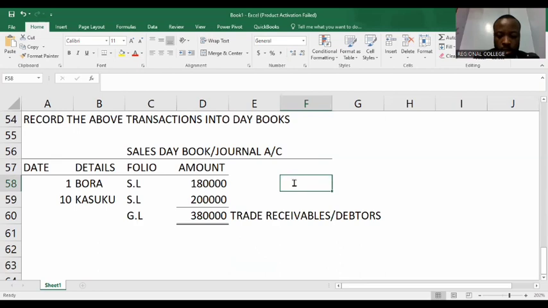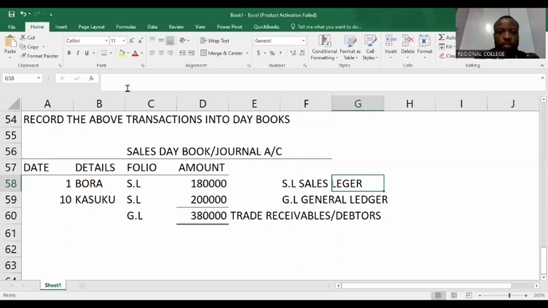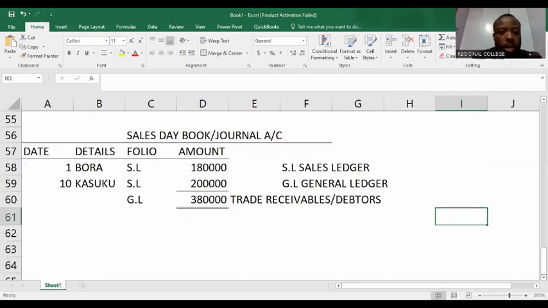So the SL just means sales ledger. The GL means you have generalized all your customer debtors, so we call it the general ledger. So already you have prepared your sales day book based on the credit sales.